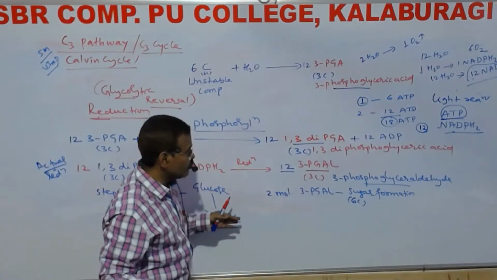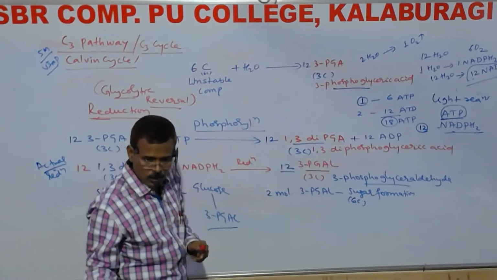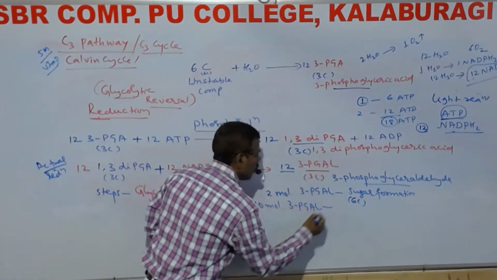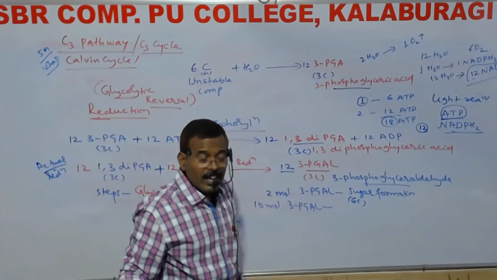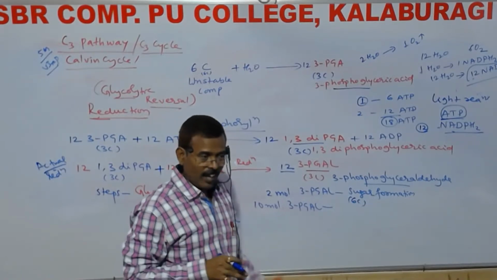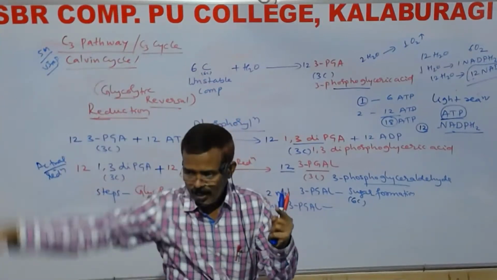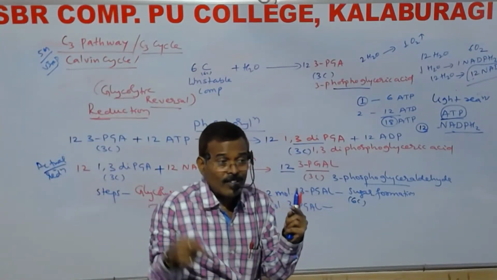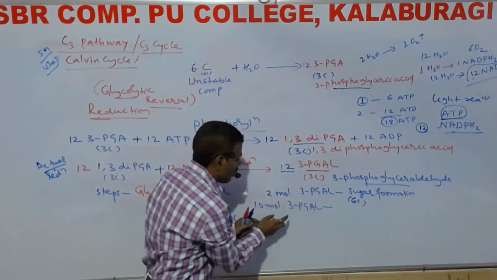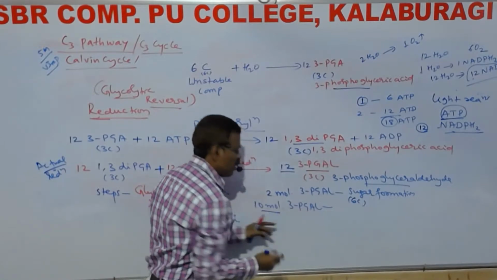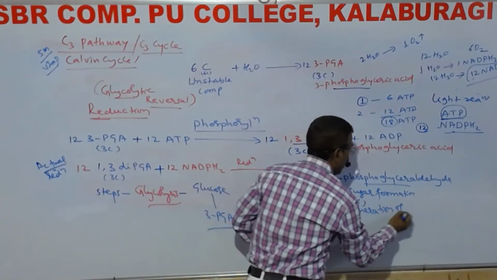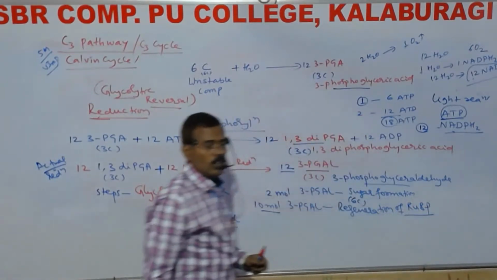Then how many are left? 2 are used in sugar formation, so 10 are left. 10 molecules of 3-PGAL are involved in the last step. What is that last step? Regeneration of RuBP. RuBP is involved in carboxylation. I told you, in one turn, one RuBP fixes one carbon dioxide. So to continue that cycle, we need RuBP. Without RuBP, no carboxylation. That's why regeneration of RuBP is essential. So the remaining 10 molecules of 3-phosphoglyceraldehyde are involved in regeneration of RuBP, ribulose 1,5-bisphosphate.